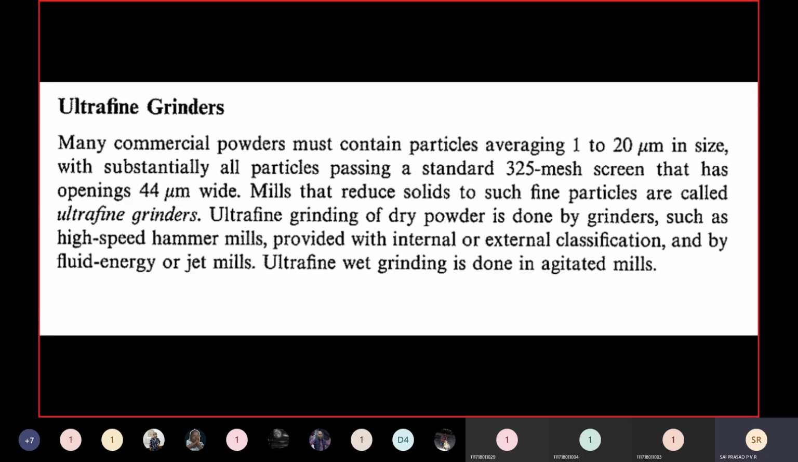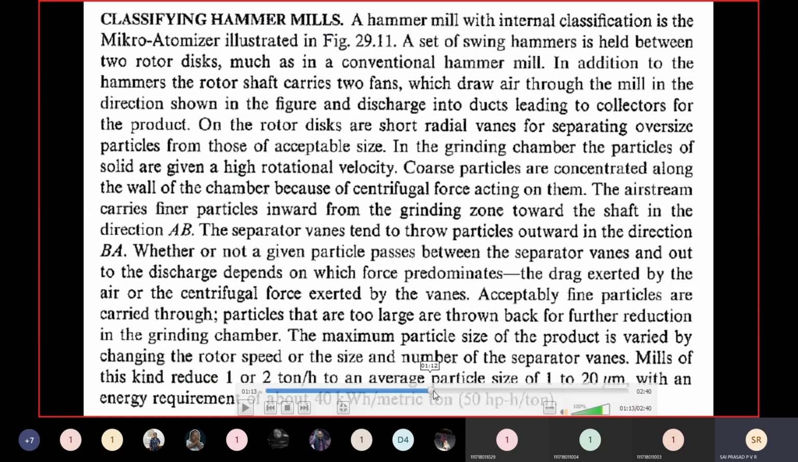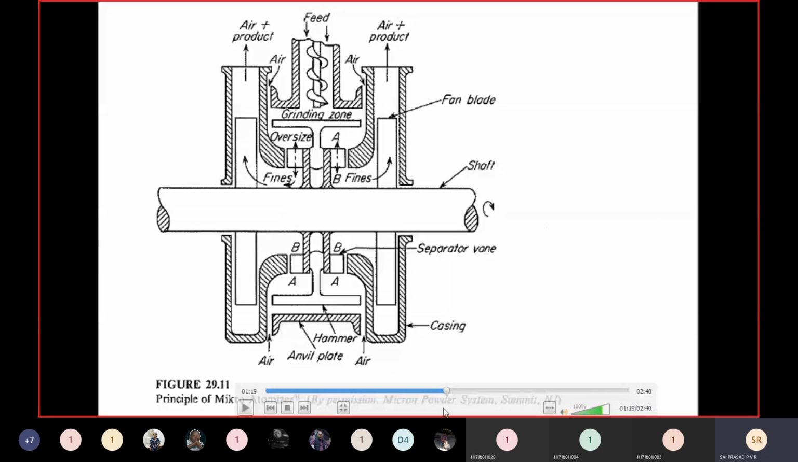Then after this, we have ultrafine grinders, next category. Of course, their size reduction is very high. They are going to reduce the particles to very small sizes. Let us see the diagram first. This is very important from the examination point of view also. It is called a micro atomizer. Now you can see it.